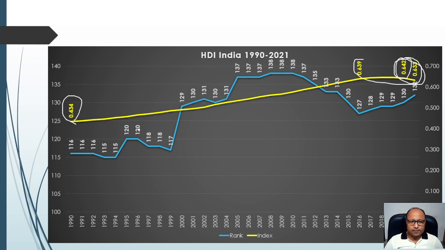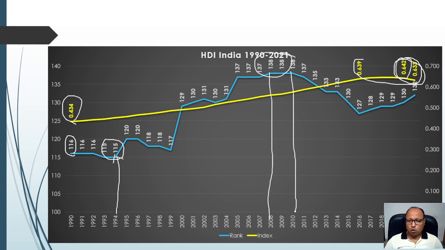If you look at India's rank, we were at rank 116 and improved a lot to 115, probably in the year 1994. But then it has been fluctuating. Performance was not so good. We reached an index of how much? 138 during this period. So we had not-so-good performance for India, but again started improving, and we reached 127 in the year 2016.